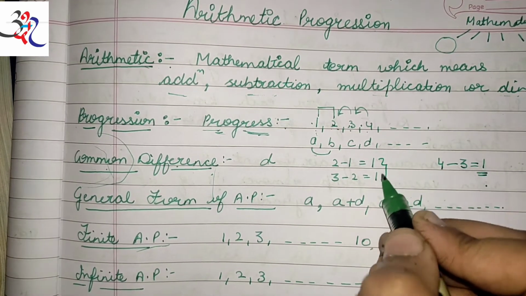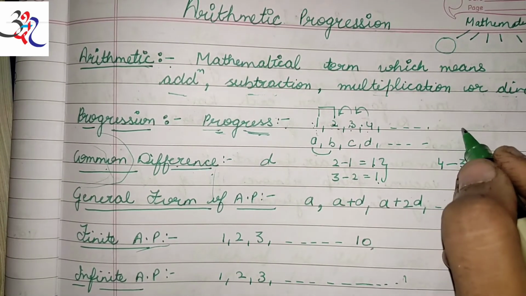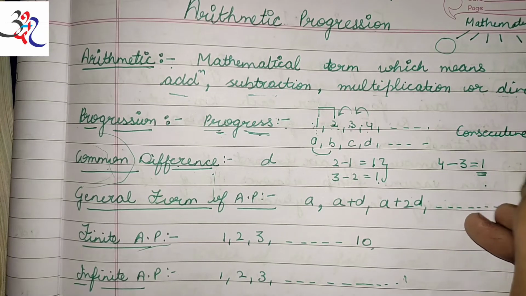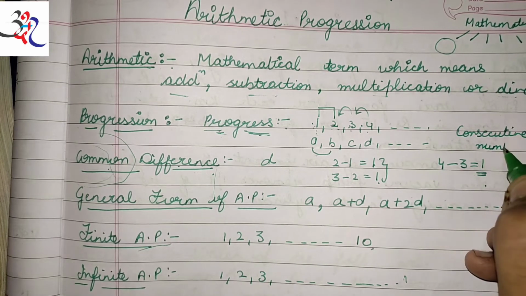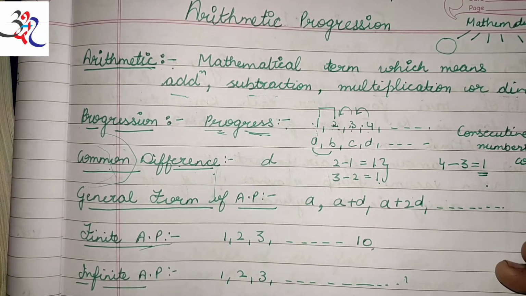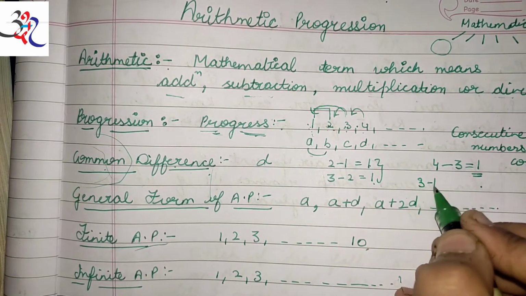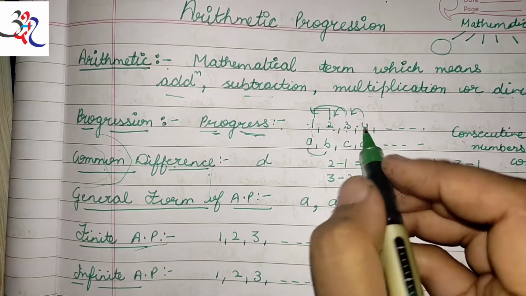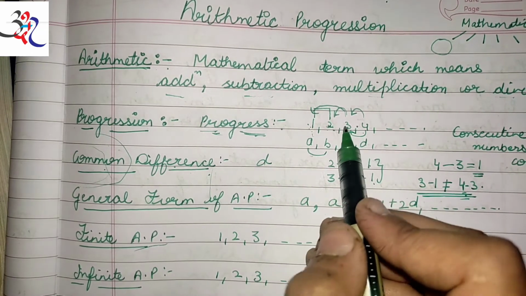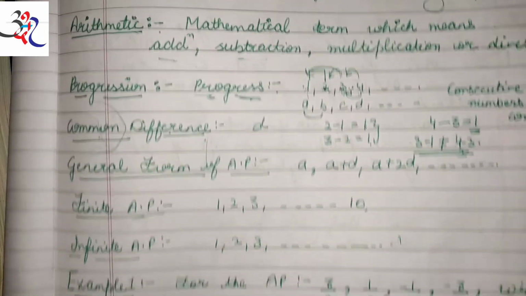Means the difference between the consecutive numbers. Always remember that this difference between the consecutive numbers of the progression should always be common, right? So you can't say that the difference between 3 and 1 should be equal to the difference between 4 and 3. The difference should always be taken between the consecutive terms, right?